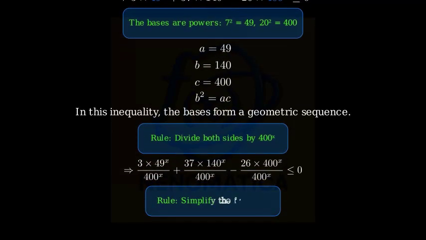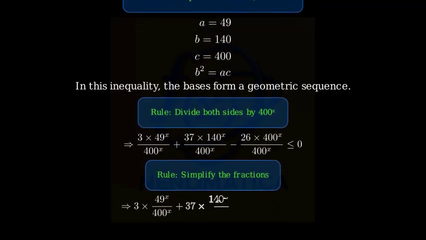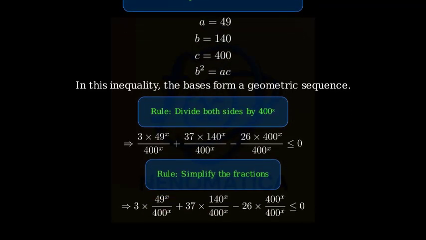Now we can simplify these fractions. This gives us 3 times 49 to the power of x over 400 to the power of x, plus 37 times 140 to the power of x over 400 to the power of x, minus 26 times 1 is less than or equal to 0.